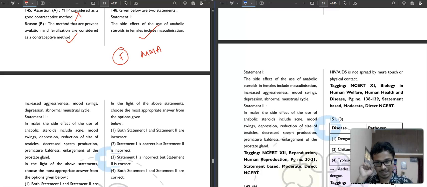Then the second statement says that in males, the side effects of the use of anabolic steroids include acne, mood swings, depression, reduction of size of testicles, decreased sperm production, premature baldness, enlargement of the prostate gland. This is the opposite of the first. So this is also correct. So both statements are correct.